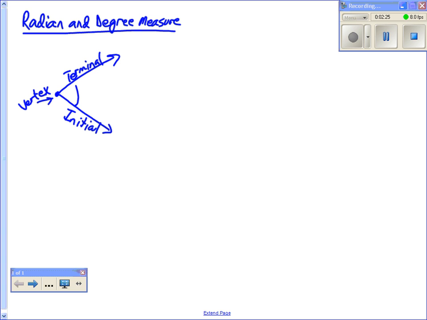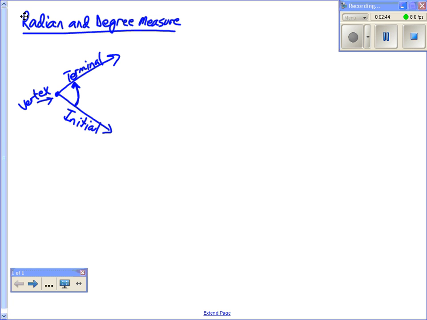Okay, and we rotate. The positive direction is counterclockwise in trigonometry. So we rotate that counterclockwise, and of course you get your angle in there. It's by how much you rotate it. You see the little arrow. So that rotation creates an angle.